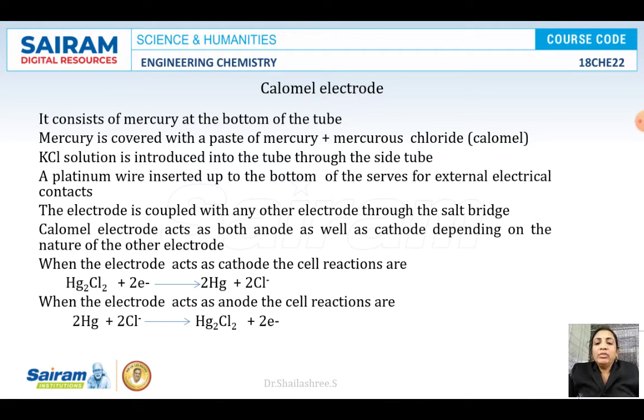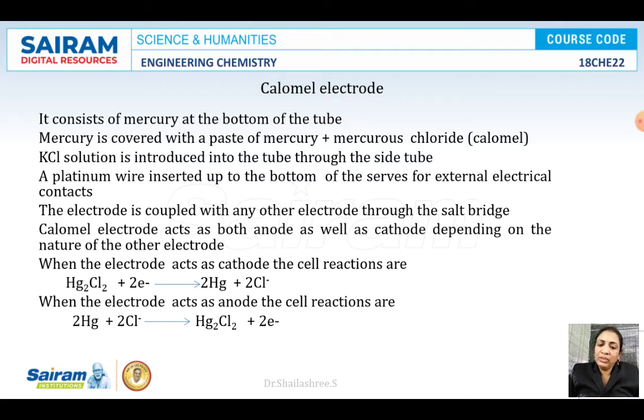The calomel electrode consists of a U-tube. At the bottom there will be mercury, and on the mercury there will be a paste of mercury and mercurous chloride. The commercial name of mercurous chloride is calomel, so the electrode is named the calomel electrode. On that there will be solid KCl. On the solid KCl there will be either a 0.1 normal solution, a normal solution, or a saturated solution of KCl. Decinormal, normal or saturated KCl solution will be present at the top of the electrode.